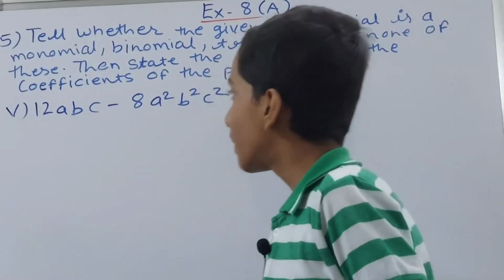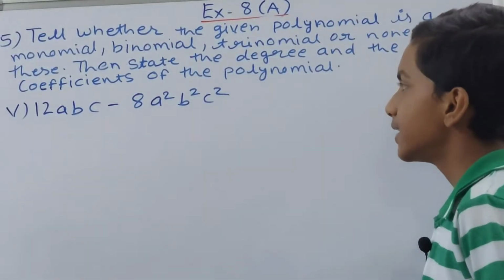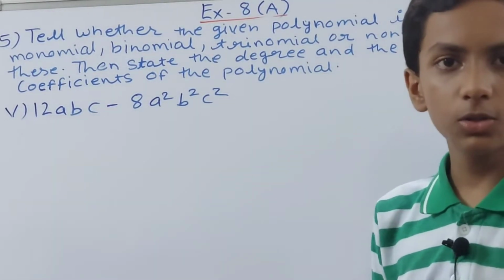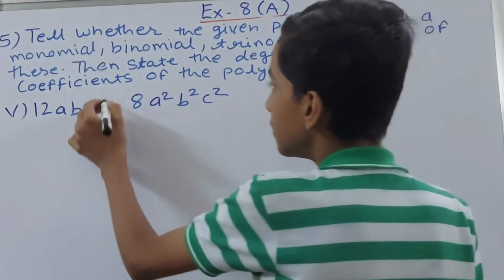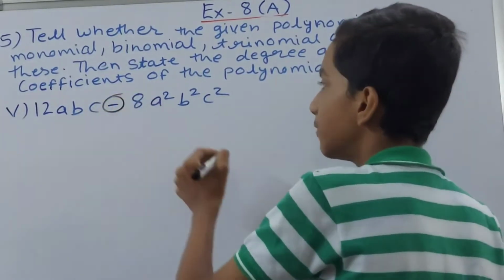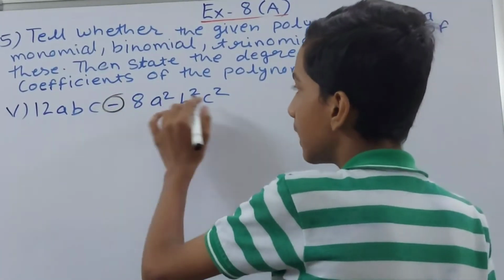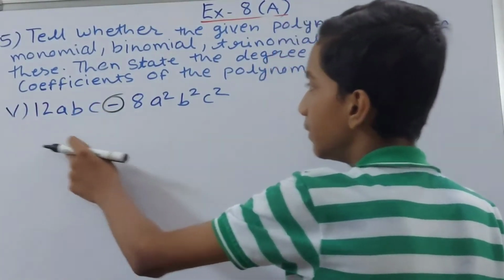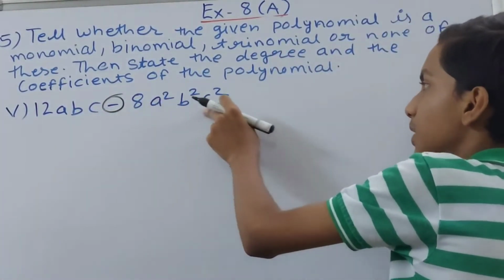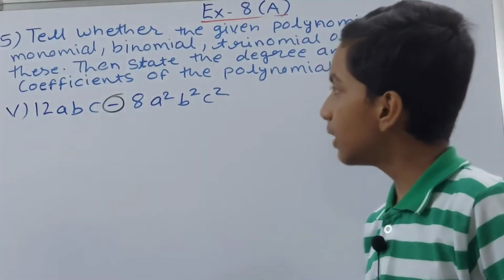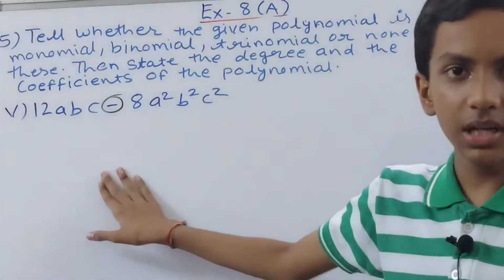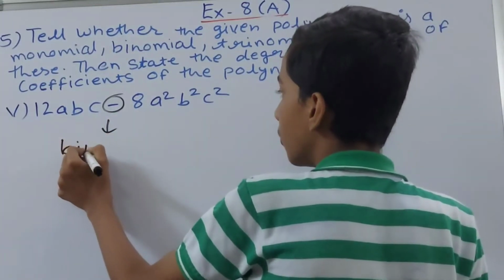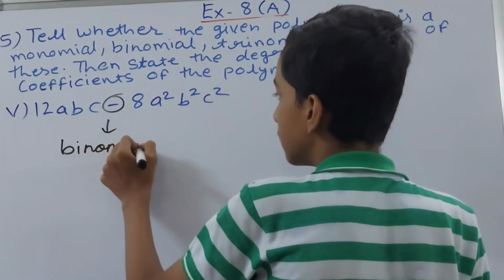Now on to the next part. This is 12abc minus 8a square b square c square. So friends, in this also how many terms? First of all you see the minus sign, this one here, and to one side of this we have one term 12abc, to the other we have 8a square b square c square. Alright, now this means in total how many terms are here? 2 terms. So with 2 terms, an expression or a polynomial is known as a binomial.